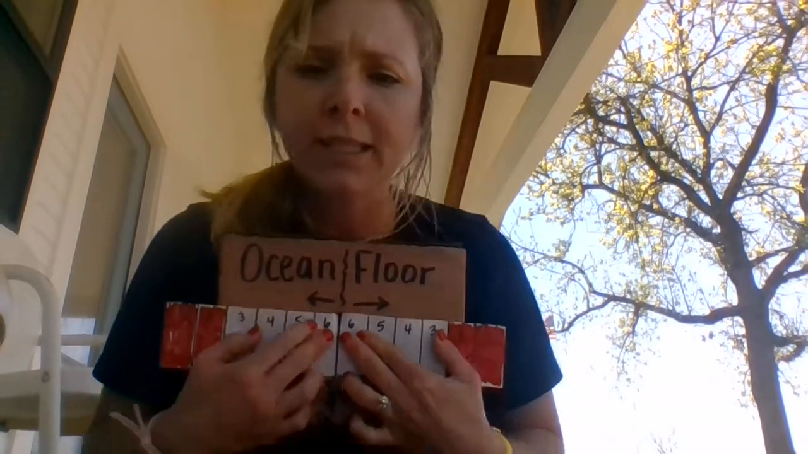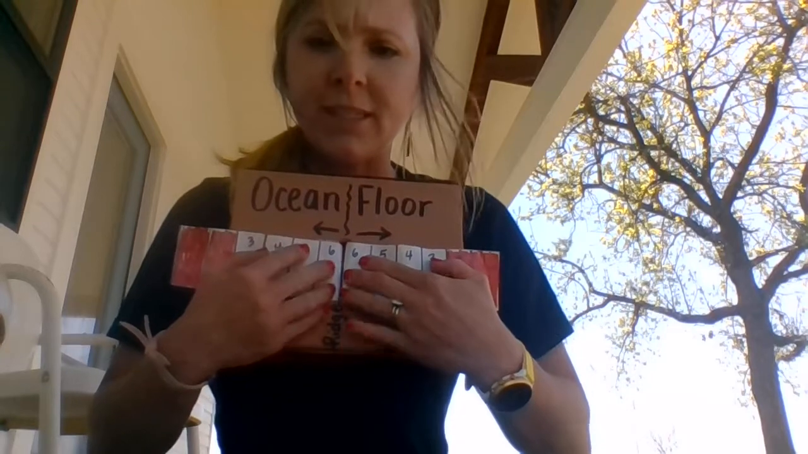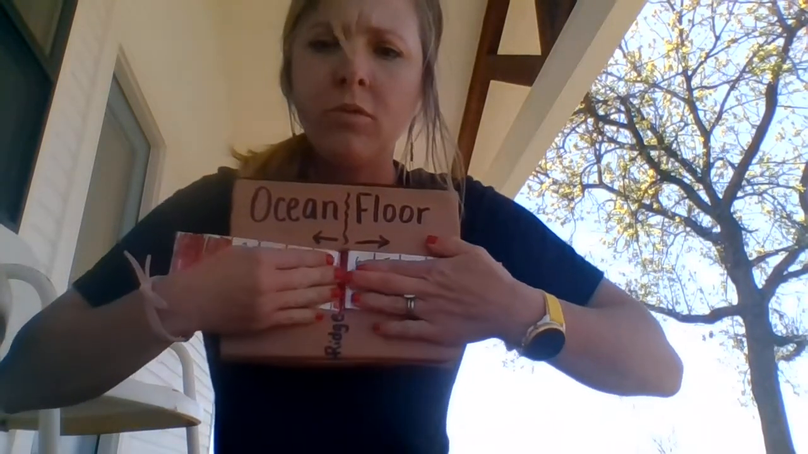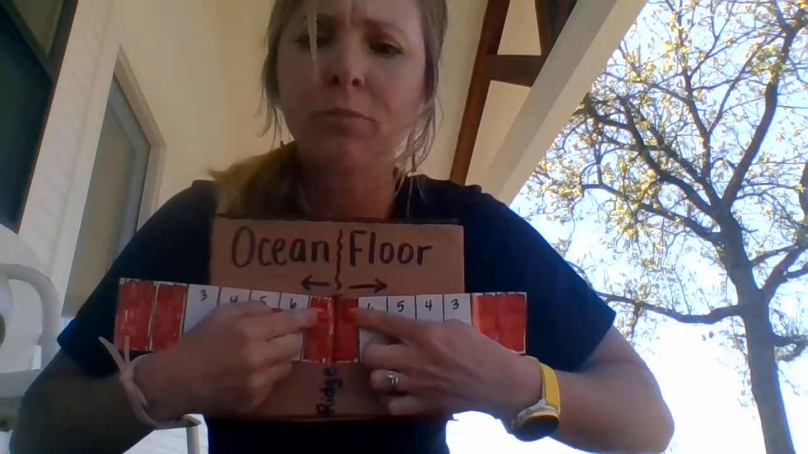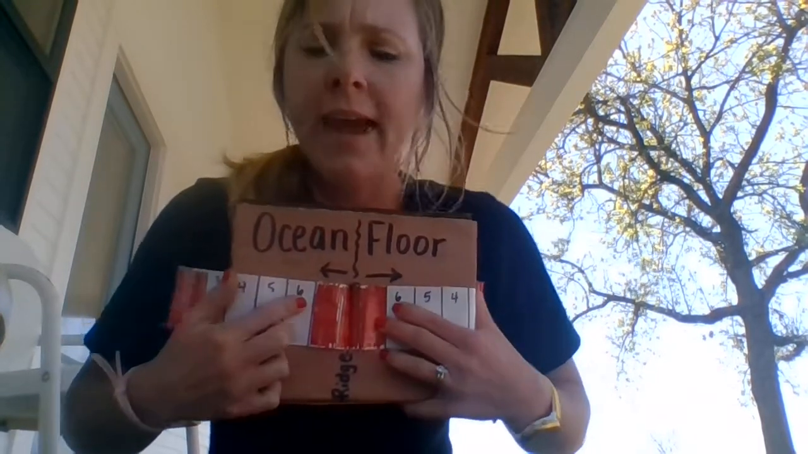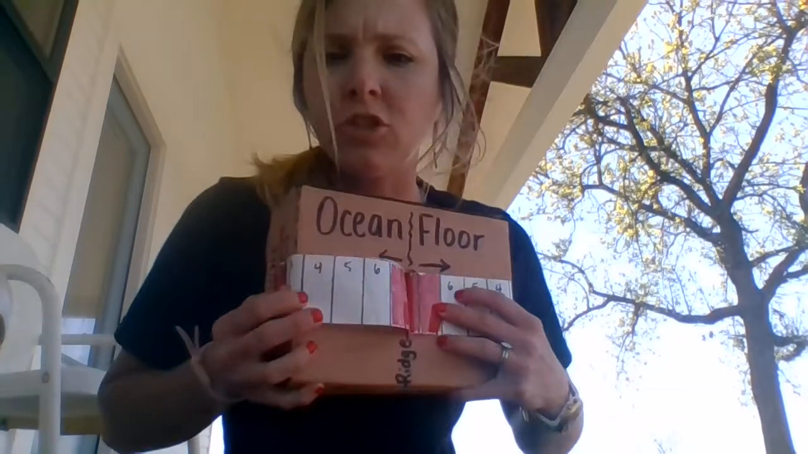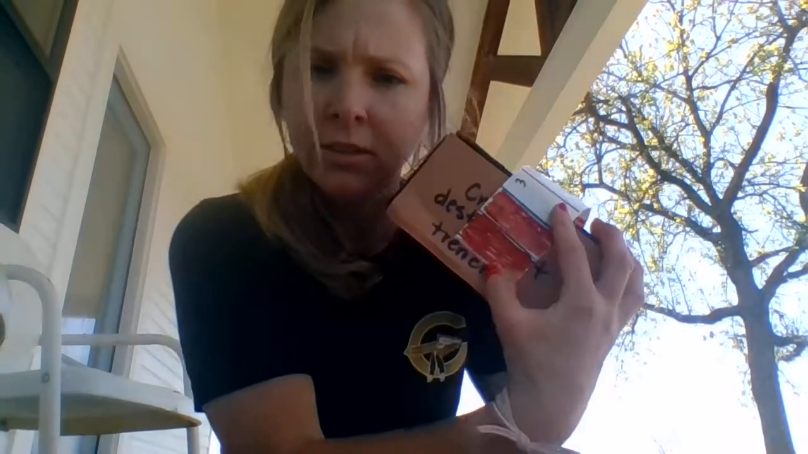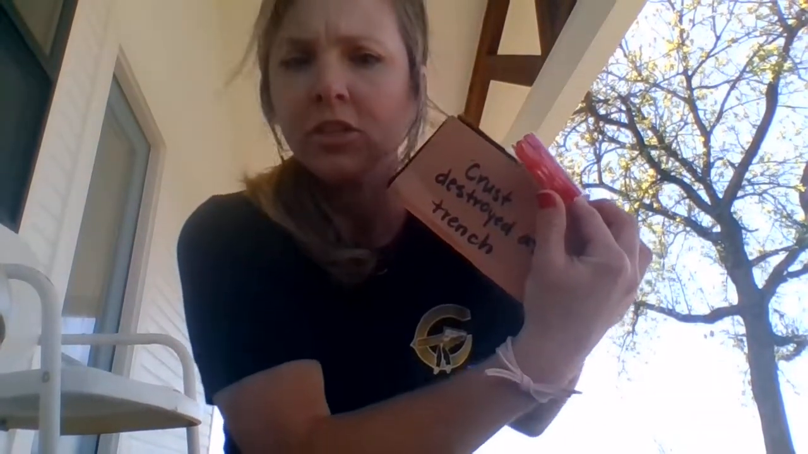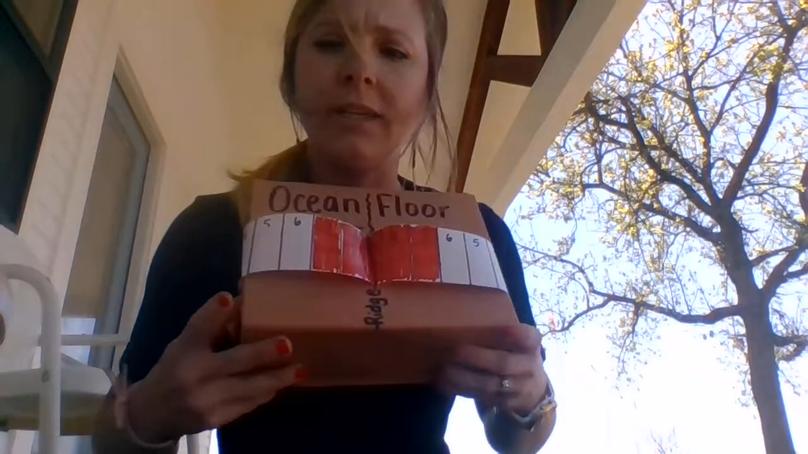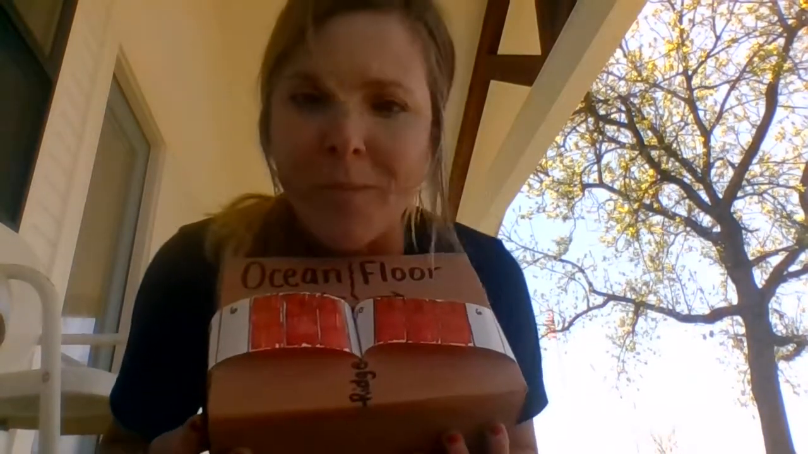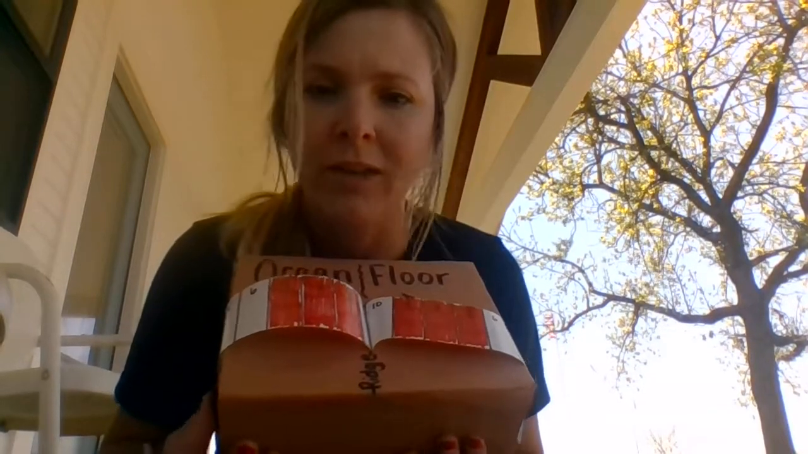So new crust is created at mid-ocean ridges, and the crust pulls apart slowly, and rocks are forming and spreading apart from each other. Where the crust is destroyed is called a trench. So crust is destroyed at a trench. It gets recycled down back into the mantle of Earth, which we'll talk about later on, okay?